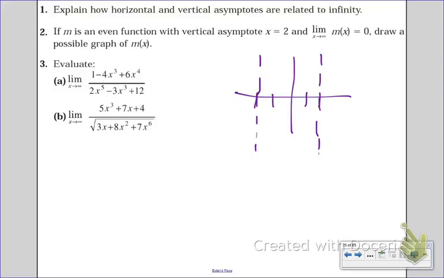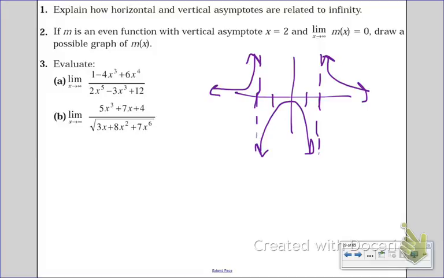It says draw a possible graph. There's a lot of different ways that it could look. It has to have a limit as x approaches infinity of 0. What does that mean? A horizontal asymptote at 0. So it might look something like this. Like I said, there's a lot of possible different ways it could look, but it could look something like that. For the middle part? Absolutely, whatever you want. This is just one possible one. This is one that I've seen before. That's why I drew it.